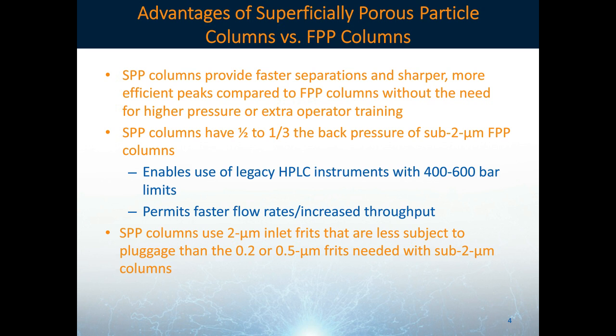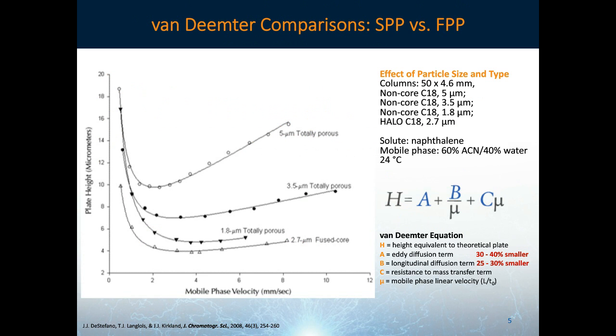So here I have some Van Deemter comparisons of SPP versus FPP particles. If you direct your attention to the middle of the right-hand side, you have the Van Deemter equation, where H is the height equivalent to theoretical plate, A is the eddy diffusion term, which is 30 to 40% smaller for the fused core particle columns. B is the longitudinal diffusion term, which is 25 to 30% smaller. C is the resistance to mass transfer term, and mu is the mobile phase linear velocity.